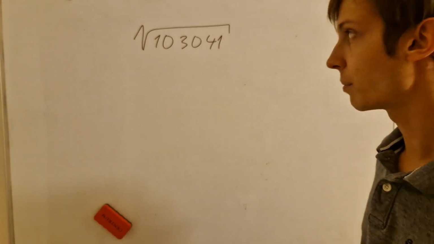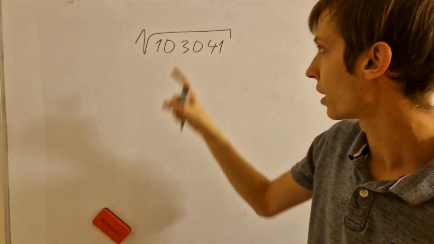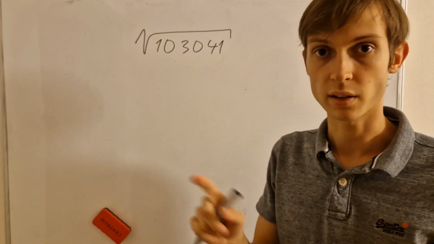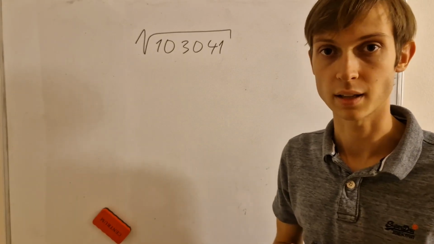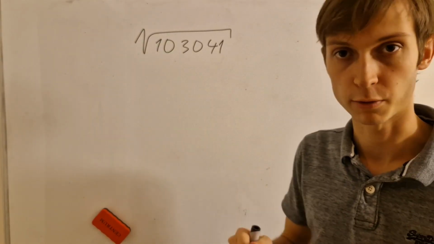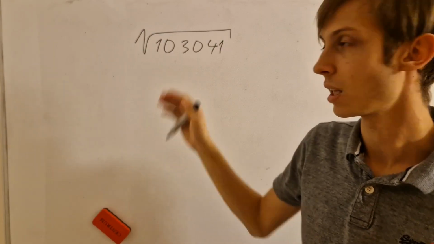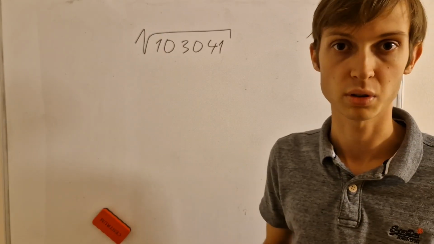Greetings, let's say we, for example, want to take the square root of this big number, 103,041. And I'll say this one fact at a glance, and that is, by the way, this is also a perfect square. So when we take a square root of this, that will still be an integer, not a decimal.